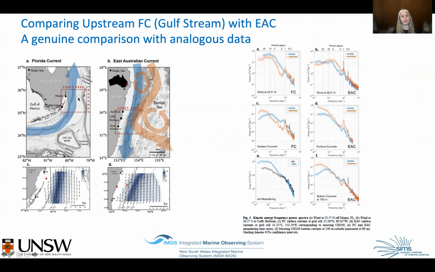One thing that I'll point out is that with analogous observations, we're able to do genuine comparisons. So we did some work comparing the upstream Florida current with the upstream East Australian current. And we're able to do that because we had analogous observations of the surface velocities from WERA HF radar systems at 1 kilometre resolution. We're able to really compare apples with apples. It's one of the first times that this has happened in our boundary current systems. So I do recommend when building new systems that you look to some of the other observations in the Western boundary currents and try to build upon the observations that are available.